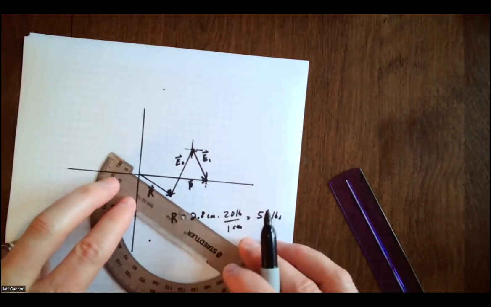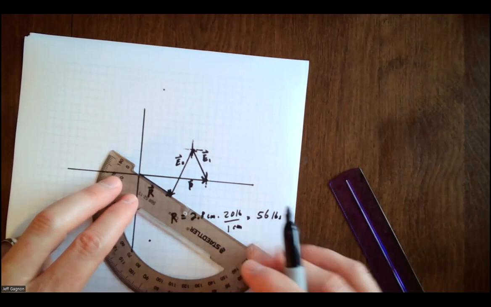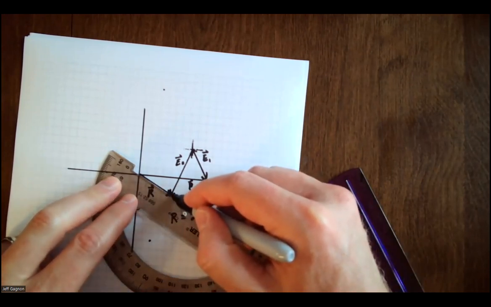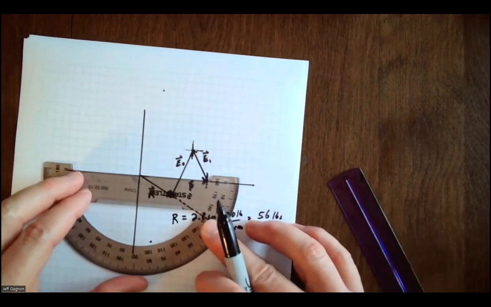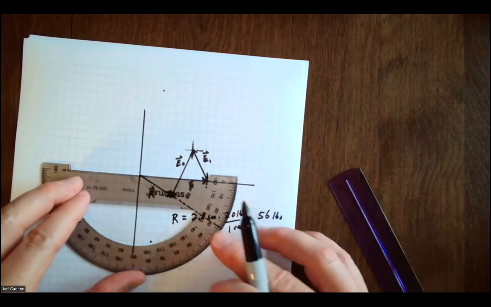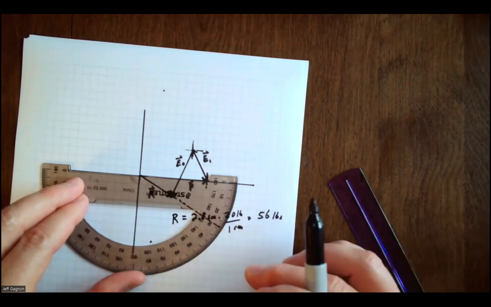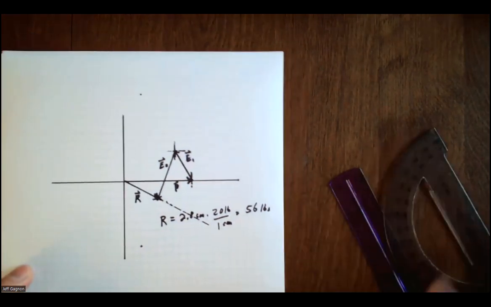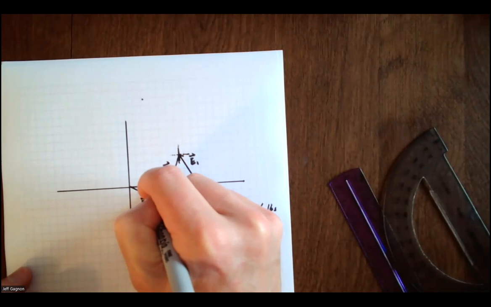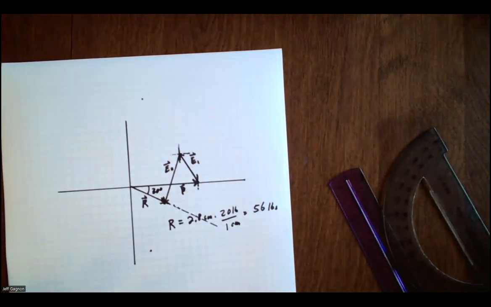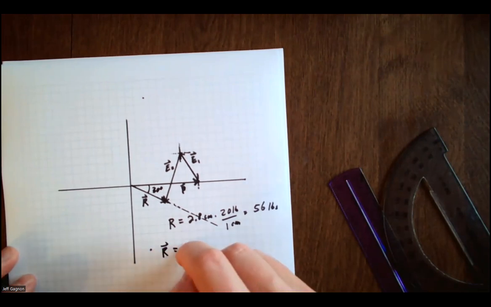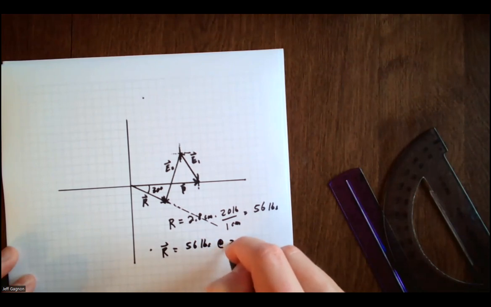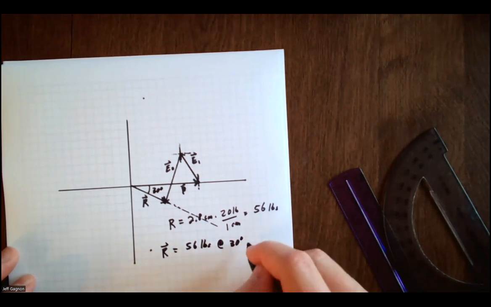again, it's hard to tell, right? You'd have to really extend this out to get a good measurement. If I dash this out further, and if you measure that, it turns out it's around 30 degrees. At least when I did this carefully, I got like 30 degrees. So this angle right here, we're going to say is 30 degrees. So that means that resultant force there is going to be 56 pounds at 30 degrees south of east.